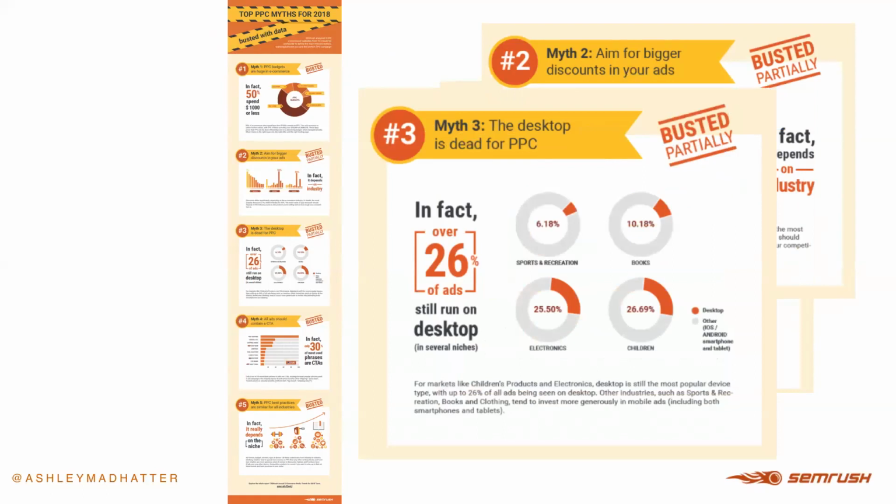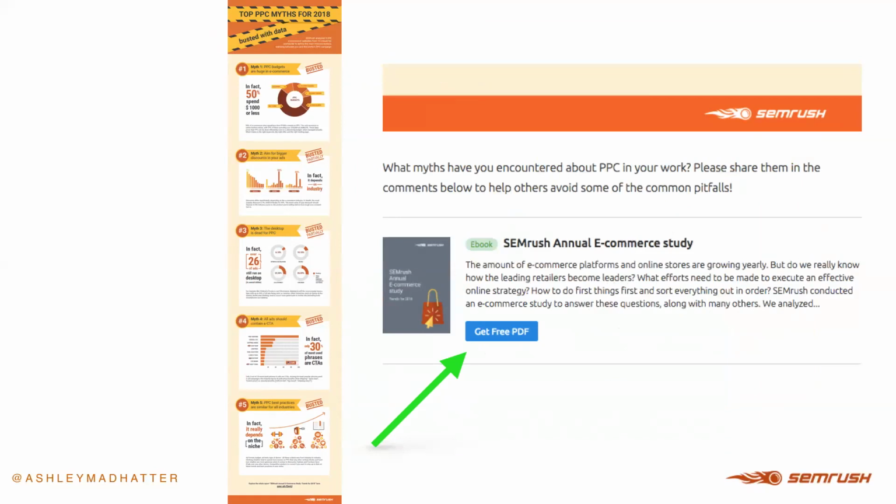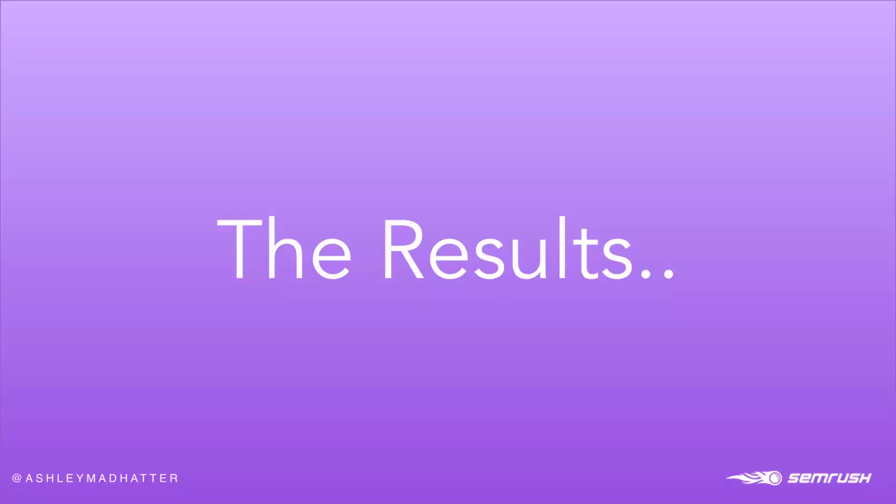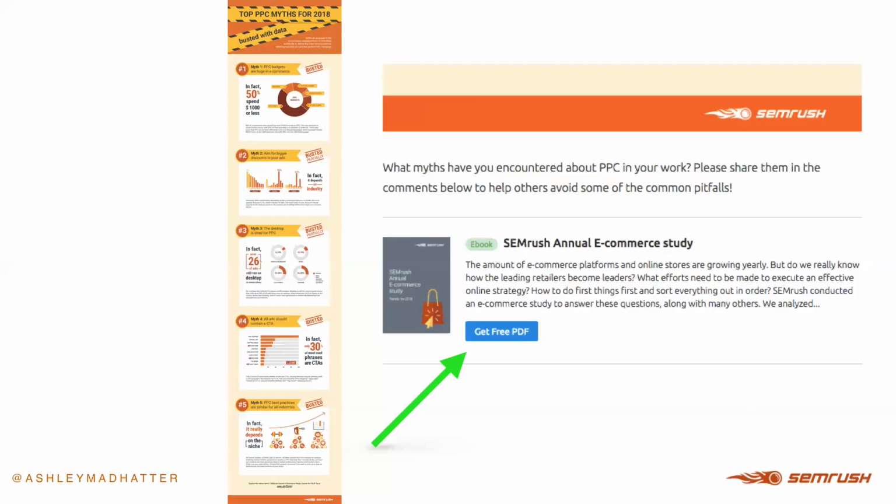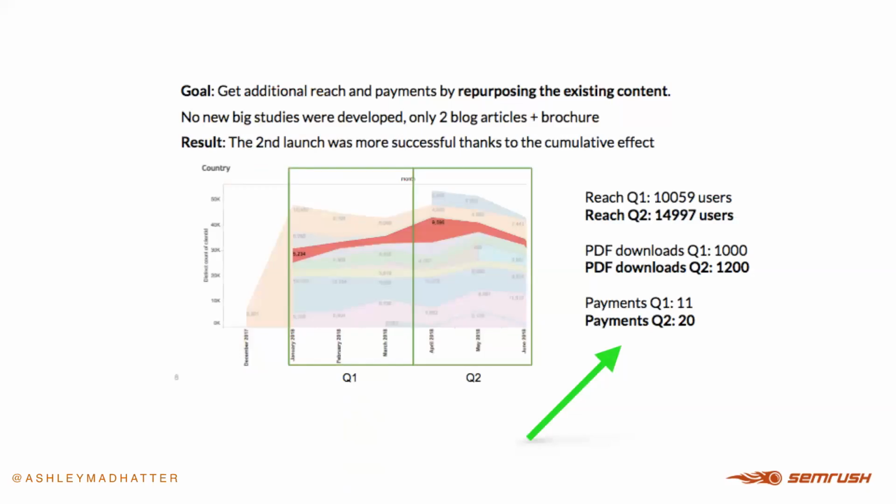So all in all, we were getting lots of new content from this existing case study. We didn't have to create any new data. This was all data we already ran. And of course, the infographic and blog post led to going back to the study, which meant download the free PDF and then kind of go through the funnel. So the second quarter, we went with all of these different types of content, and our results were a lot better. We were able to reach almost 5,000 more people in the second quarter. We were able to get 200 more downloads, and we were able to get 20 payments in the second quarter. All in all, that was huge success for us. Not only did we reach our goal, but we surpassed our goal.